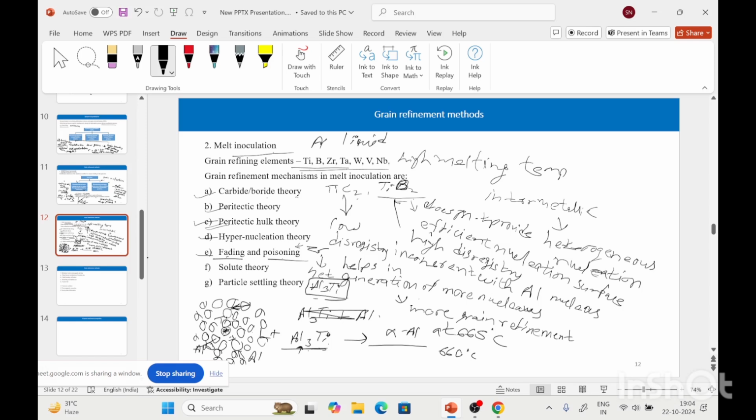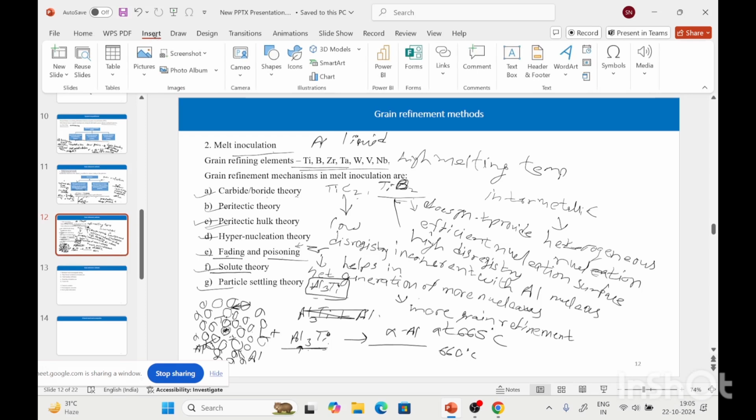In the solute theory, if segregation of solute happens during the inoculation process, the segregation also leads to less grain refinement. And the next is the particle settling theory, which I will explain in the other slide.